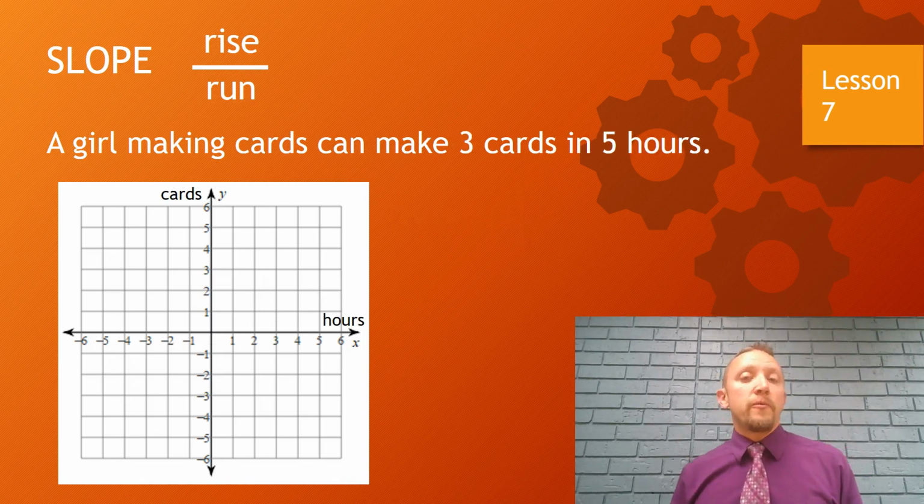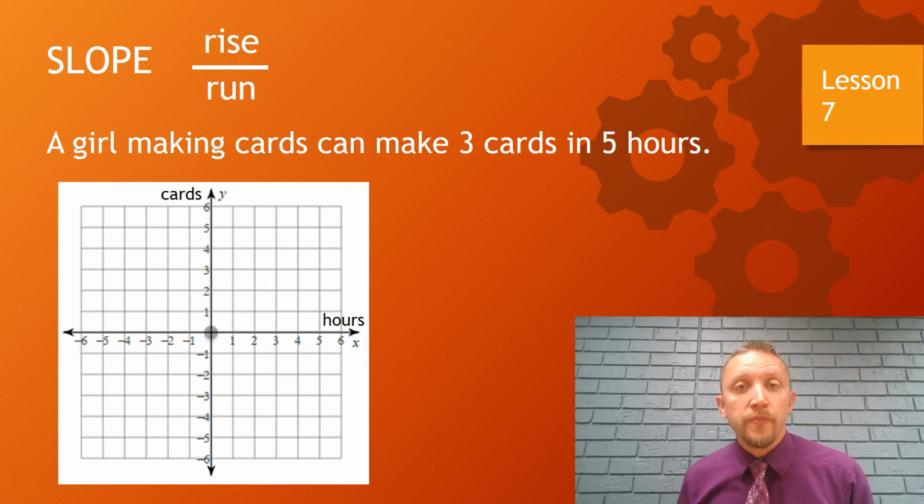Why don't you try this one now? So a girl making cards can make 3 cards in 5 hours. So again, go ahead and make your XY axis, where X is still your hours, Y is still the number of cards. Find that slope.